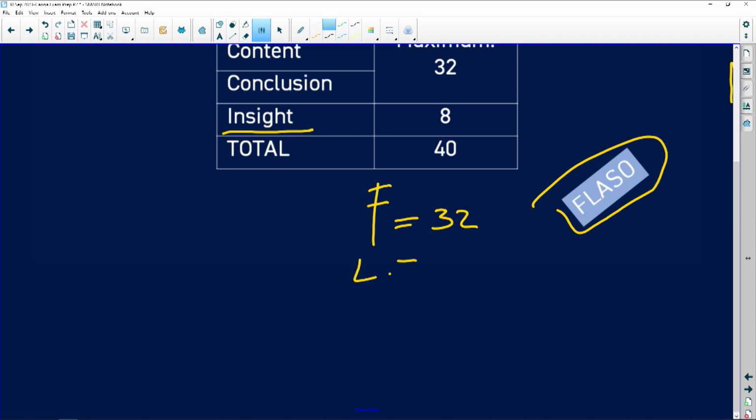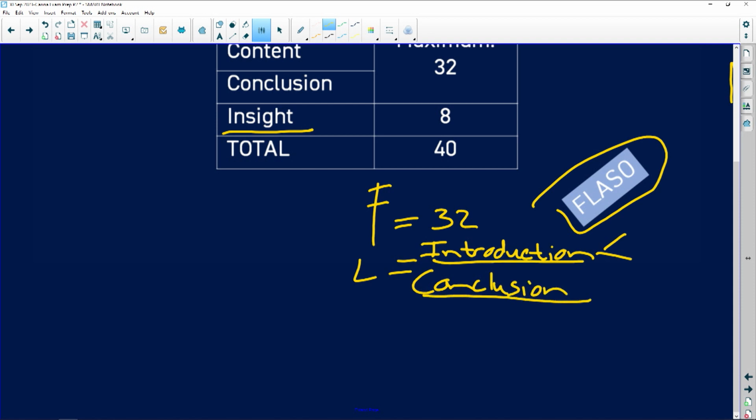L stands for the layout, and it consists of two elements. We are literally looking for: do you have an introduction with the heading, an actual introduction, with two sentences, regardless of what you wrote? And the second point is, do you have a conclusion, the word, and two sentences, regardless of what you wrote? For having that, it's 1 mark each. So your layout is out of 2 marks.